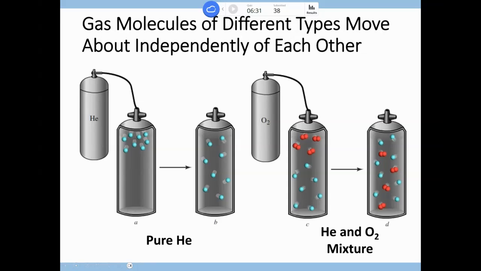The helium and oxygen are mixed together, but we can assume that oxygen is acting independently of the helium being present. So the oxygen is still taking up the full volume of the container, and the helium is still taking up the full volume of the container as well. So the volume of the oxygen gas is equal to the volume of the helium gas, but the pressure that the oxygen gas contributes might not be equal to the pressure of the helium gas. They will have their independent pressures, and then total pressure is the sum of the pressure from the individual gas components. So that's what we have on this next slide.